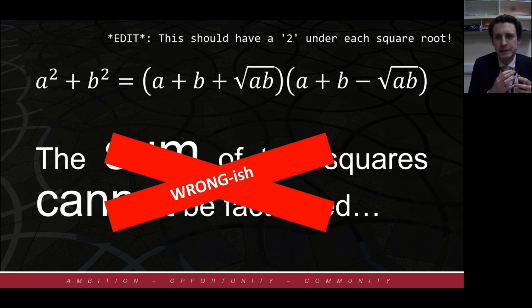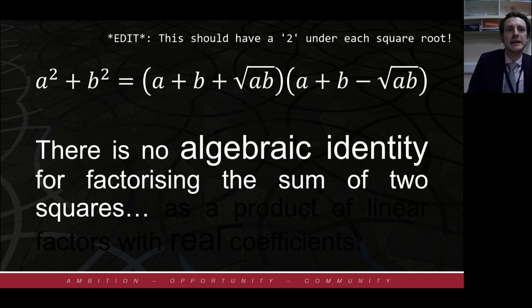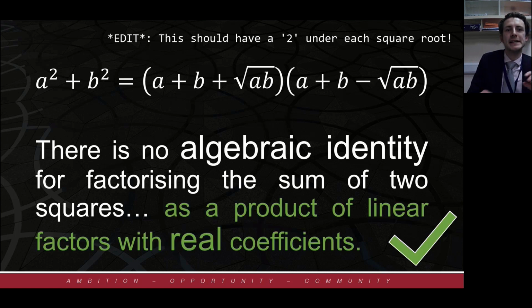But your teacher isn't entirely wrong. They are actually right in trying to help you when they say they can't factorise a squared plus b squared. But it's a little bit more subtle. What we really mean is that the sum of 2 squares cannot be factorised in the sense that there's no algebraic identity for factorising the sum of 2 squares as a product of linear factors with real coefficients.